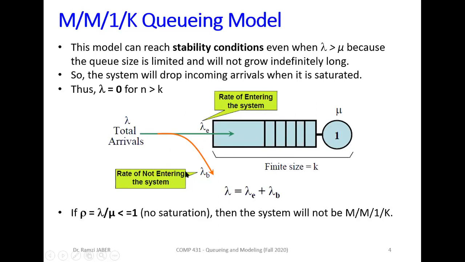So in this model, if rho equal lambda over mu is less than or equal to 1, no saturation, then the system will not be MM1K. So in this model, rho must be bigger than 1. As you can see, this model is the opposite of MM1. So here we have rho bigger than 1.